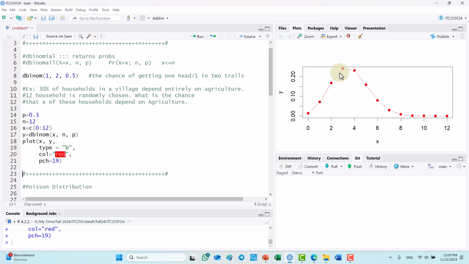So this graph shows the probability of getting 0 households, 1 household, 2 households, and so on up to 12 households. As you can see in the graph, the probability of getting 3 to 4 households is the highest, and as we move to a higher number of households, the probability of that number of households depending on agriculture simply decreases. The reason why this probability is highest around 3 and 4 is this 30%.